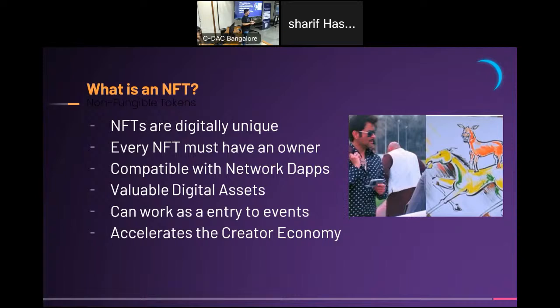Absolutely, right? And currently, the most NFTs that are owned are in the form of digital art, right? JPEG images. But there are also NFTs that can be stored in the form of GIFs, movies, videos, podcasts, audio, music, etc. And not just that, NFTs can also be used as a form of identity on metaverses.